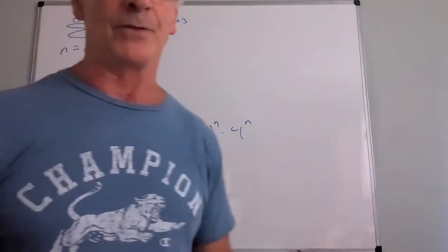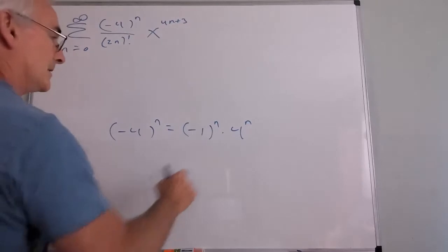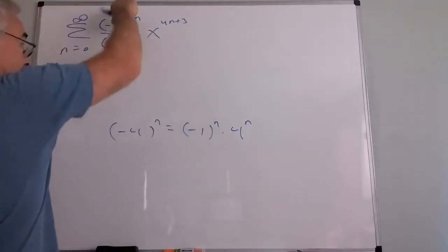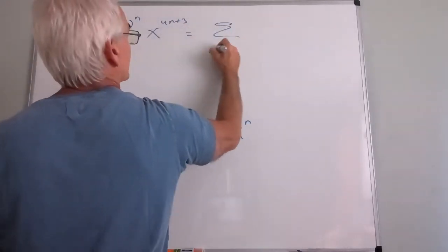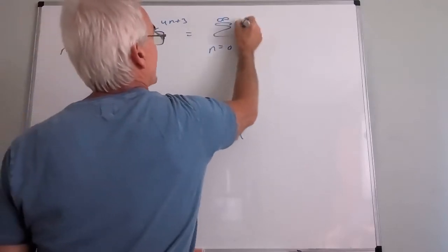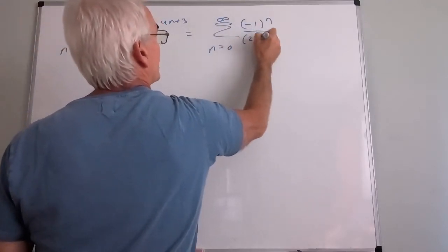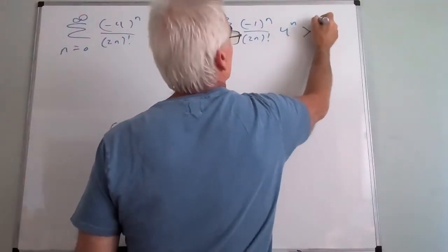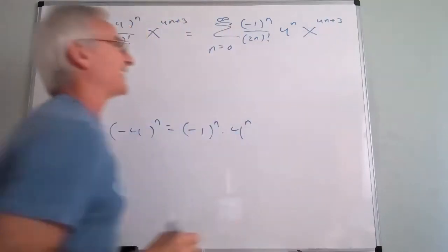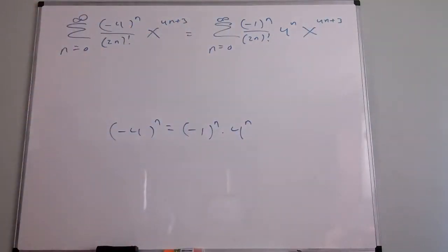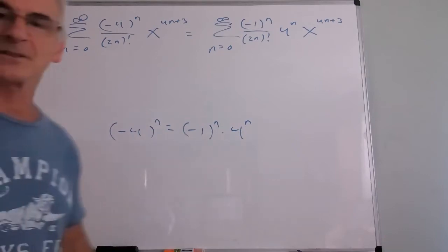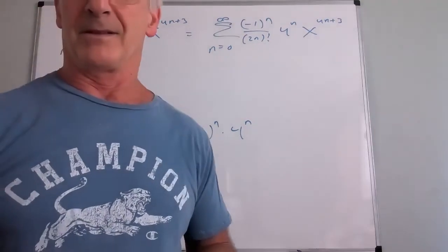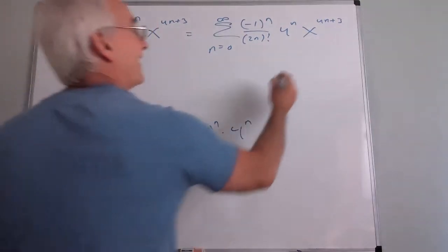I can do that. Okay, so I want to do that because I want it to have that form, like you just said, that it looks like a cosine. So now it's -1 to the n over 2n factorial. And now I have a 4 to the n x to the 4n plus 3. That plus 3. Do you like that one? I don't like the plus 3 at all. Can I do anything about the plus 3 part? Can't you pull it out and have it as x cubed?